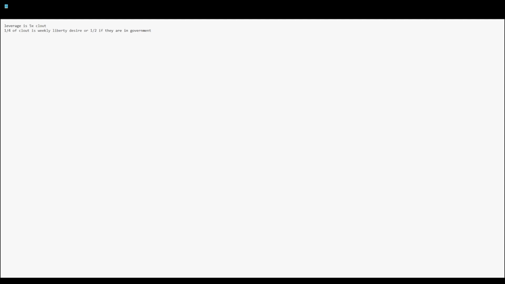Today I'm going to be doing a guide for political lobbies in Victoria 3. We'll start out with what they do, and then we're going to move on to every single way to generate political lobbies, which is going to be in this text file here.